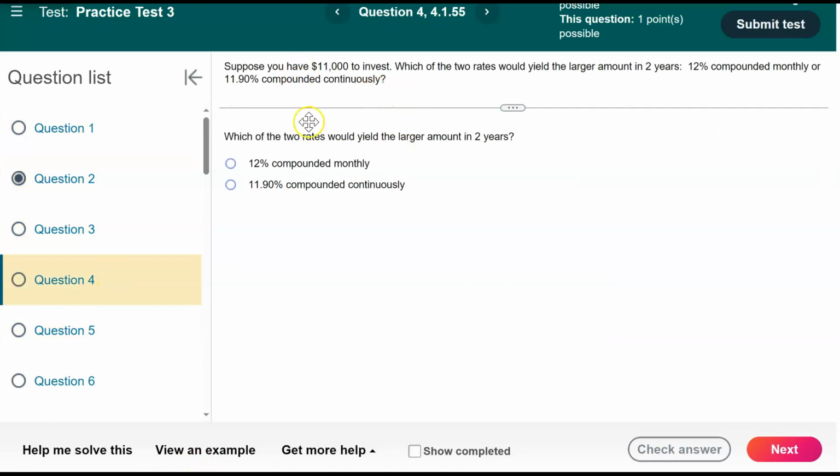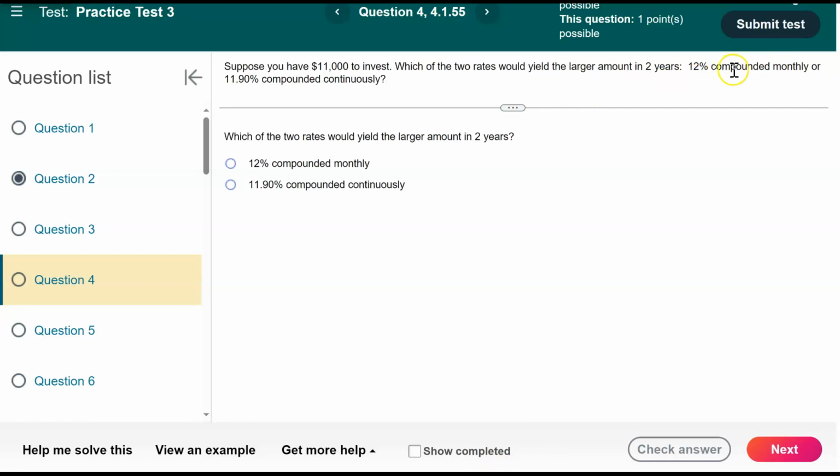So next question, suppose you have to invest 11,000. So you have 11,000 to invest. Which of the two rates would yield a larger amount in 2 years? So you have 12% compounded monthly or 11.90% compounded continuously. So you're just going to use the formula.